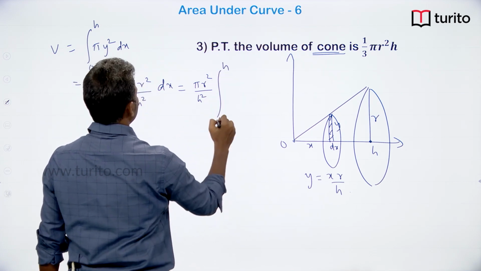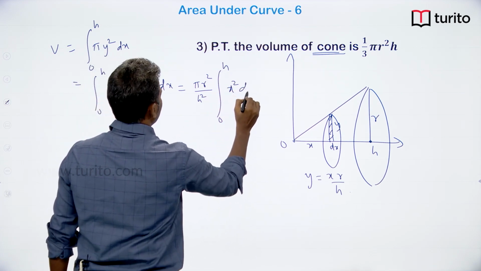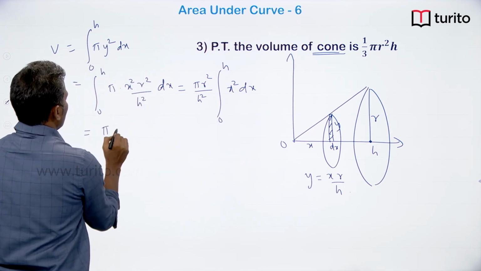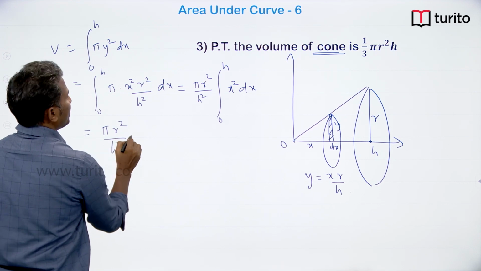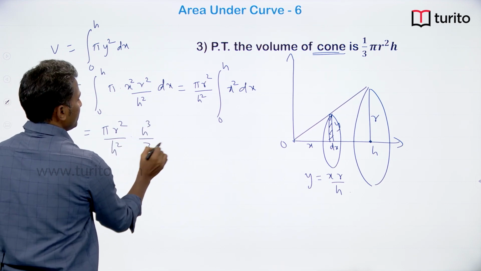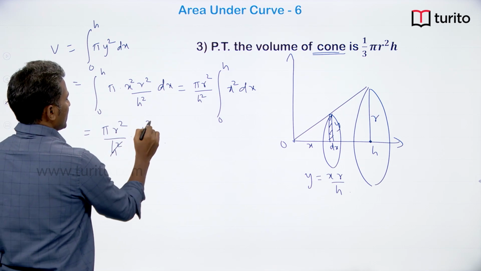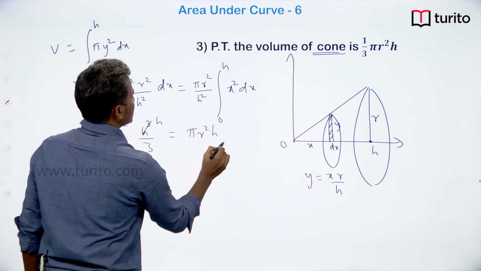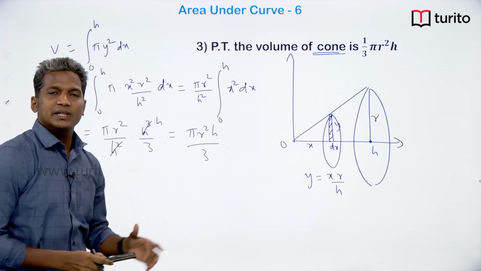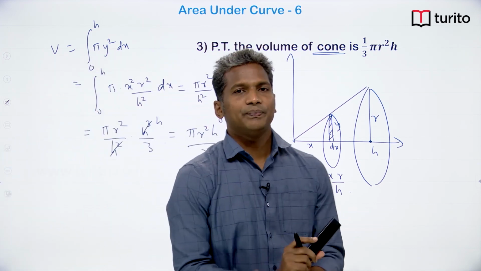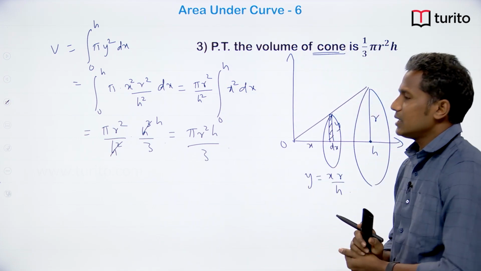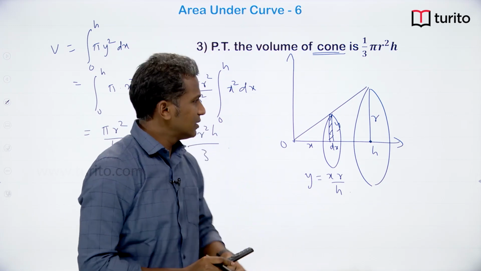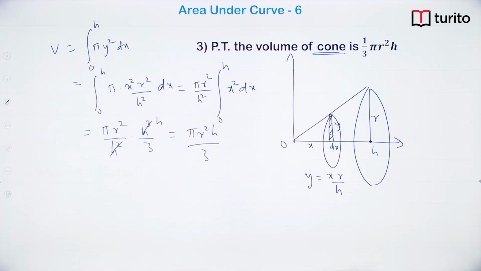So what is left here? 0 to h x square dx. Now when we perform the integration, what do we get? Pi r square by h square into h cube by 3. So now when we cancel out h square, we will get pi r square h divided by 3, which is basically the volume of the cone. Okay. So here if you observe, these ideas are actually very simple ideas, yet very beautiful ideas. Okay. Come on, make a note of this also.